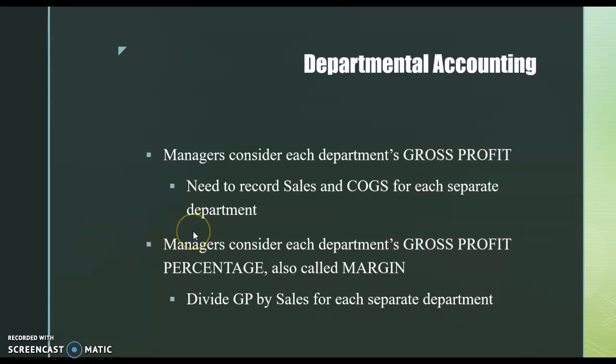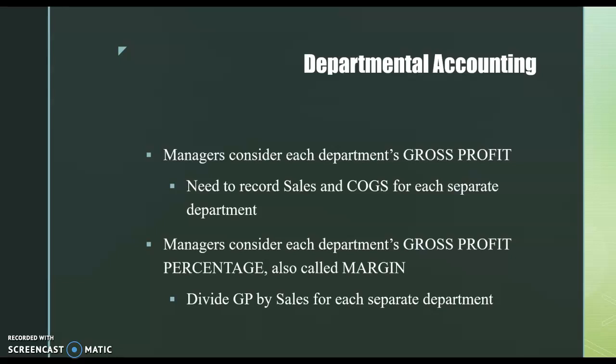Then we can consider each department's gross profit percentage, because we can take the gross profit for each department divided by the sales, and that gives us the gross profit percentage. We also call that their margin, the departmental margin. And that is used a lot for comparing different departments that are different sizes.